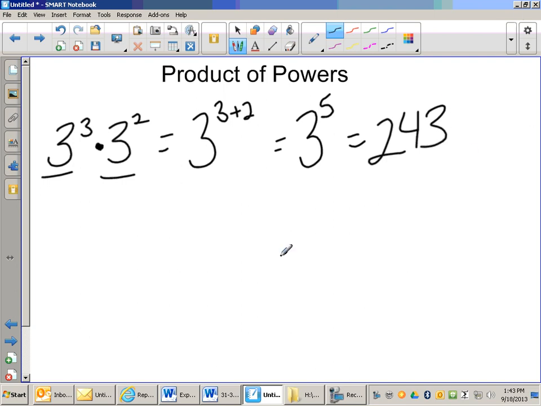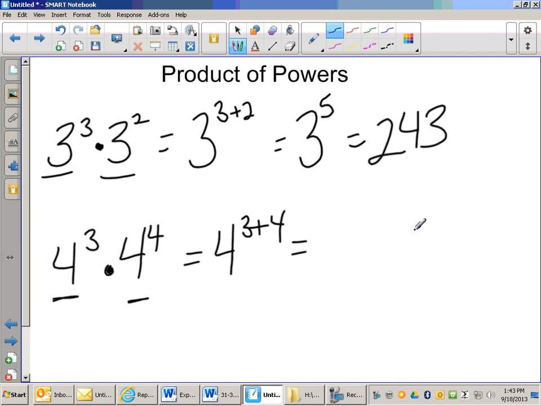So if we had something like 4 to the 3rd times 4 to the 4th, you are multiplying, you have the same base, so you would add the exponents. So you have 4 to the 3 plus 4, which is 4 to the 7th power. And then when you evaluate that in your calculator, doing 4 times itself 7 times, you get that that's 16,384.